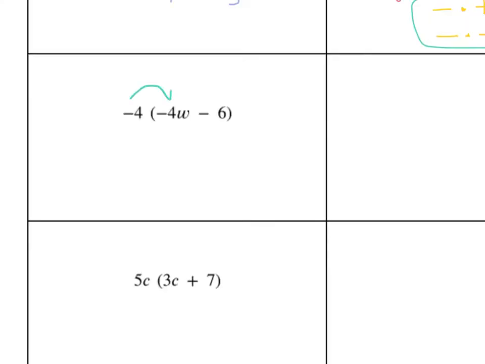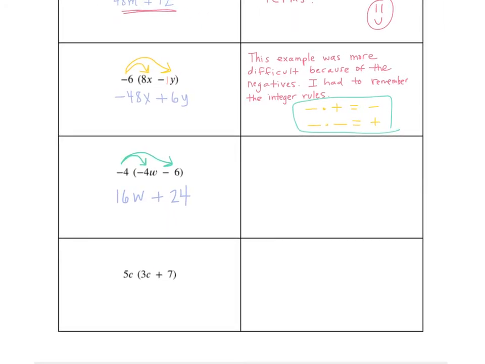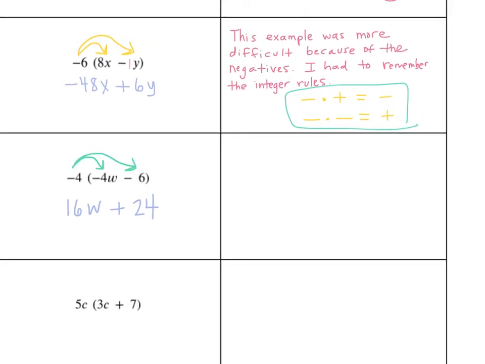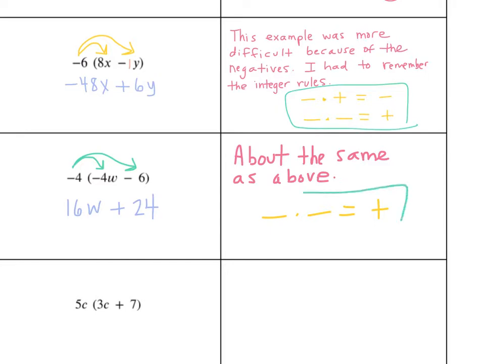Okay, first distribute. All right, here's the integers again. A negative times a negative is a positive. So 4 times 4 is 16w. And then a negative times a negative is a positive. So 4 times 6 is 24. Okay, so this one I wouldn't say is more difficult than the previous one. It's kind of the same. So just a refresher on the negative rules. It's the same as above, but it was really showing that a negative times a negative is a positive when we're talking about integers.